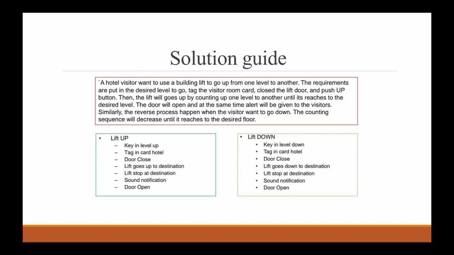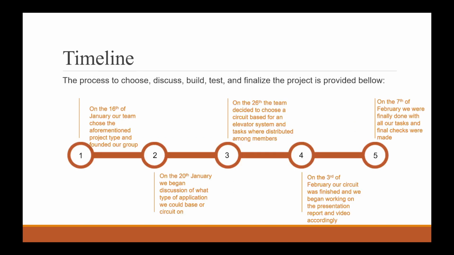So for lift up, you need to key in level up, tag in card hotel, the door closes, lift goes up to destination, lift stops at destination, sound notification, and then the door will open. For lift going down, key in level down, tag in card hotel, door closes, lift goes to the destination, lift stops at the destination, sound notification, and door opens.